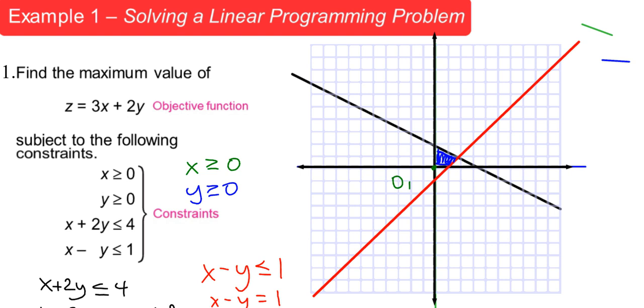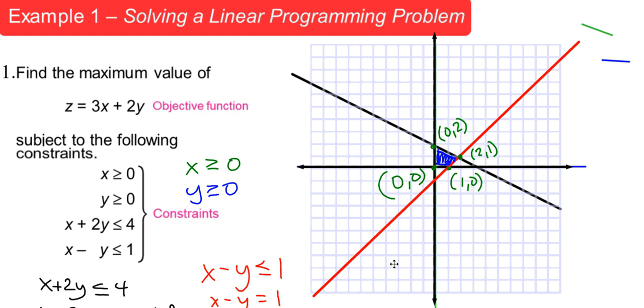So the point right there is 0, 0. The point right here is 1, 0. This point is 2, 1. And this point up here is 0, 2. So those are my points that I can look at to decide where my maximum value is.